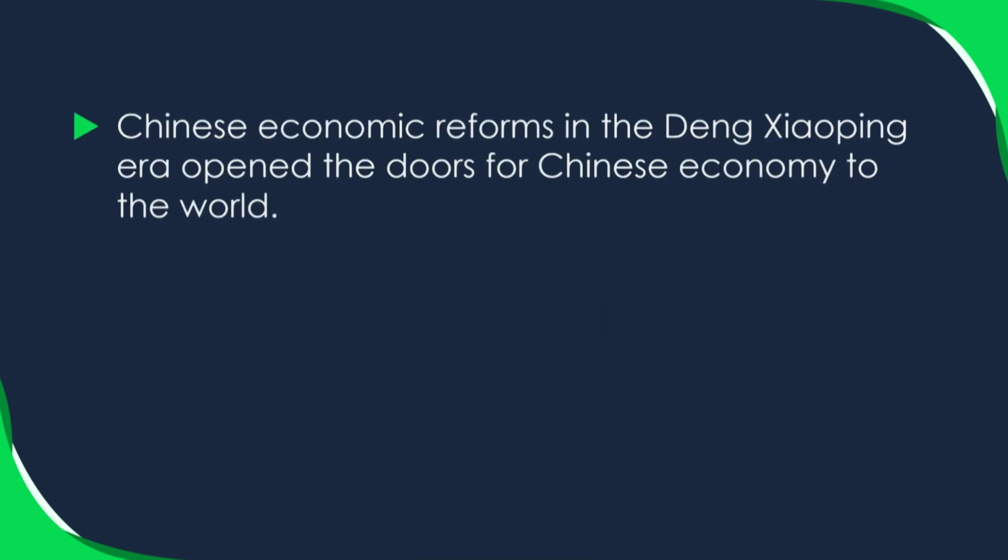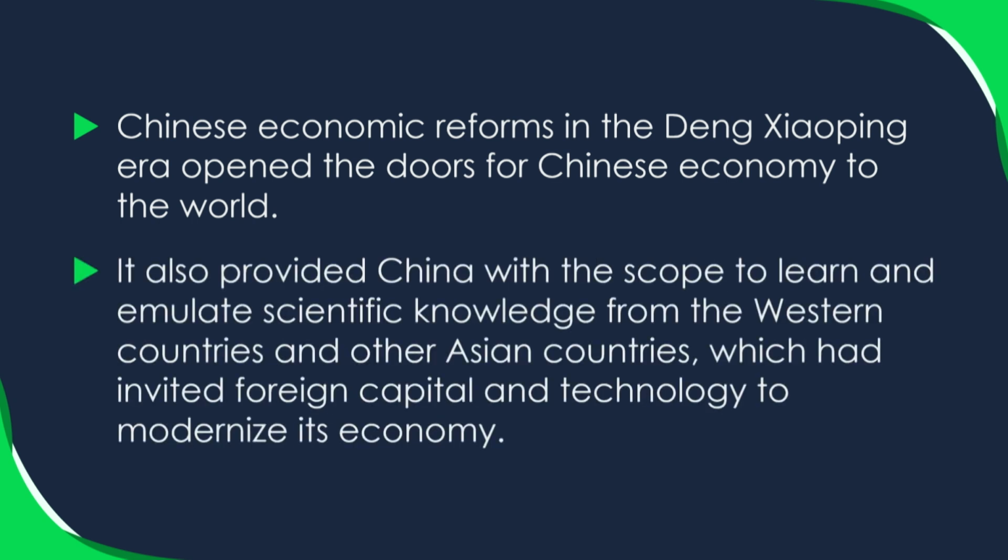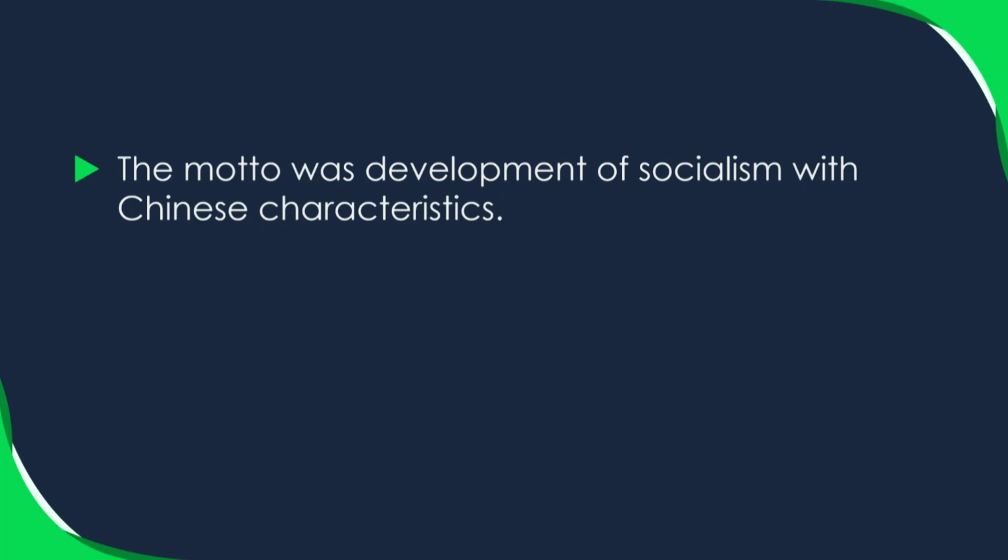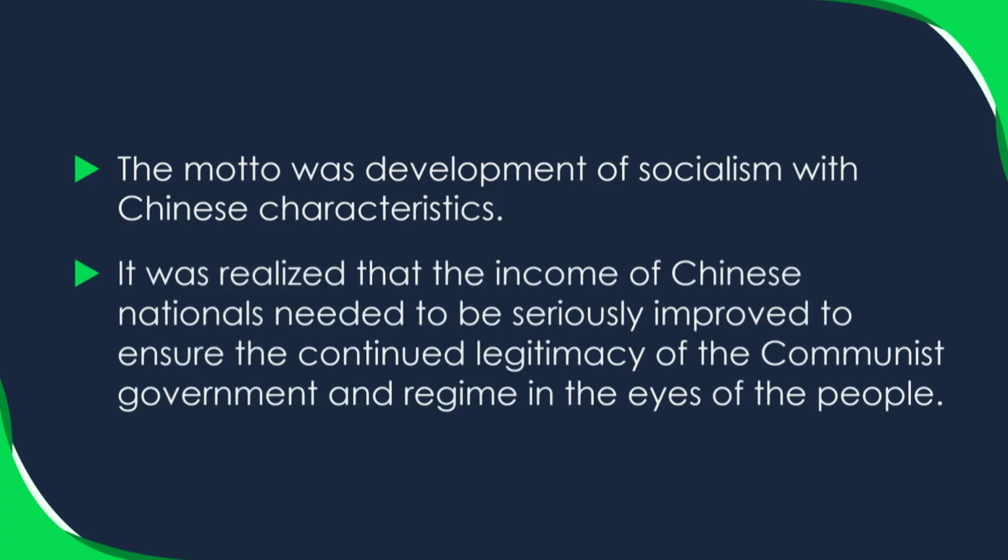Chinese economic reforms in the Deng Xiaoping era opened the doors of the Chinese economy to the world. It also provided China with the scope to learn and emulate scientific knowledge from the Western countries and other Asian countries, which had invited foreign capital and technology to modernize their economies. The motto was development of socialism with Chinese characteristics. It was realized that the income of Chinese nationals needed to be seriously improved to ensure the continued legitimacy of the communist government and regime in the eyes of the people.